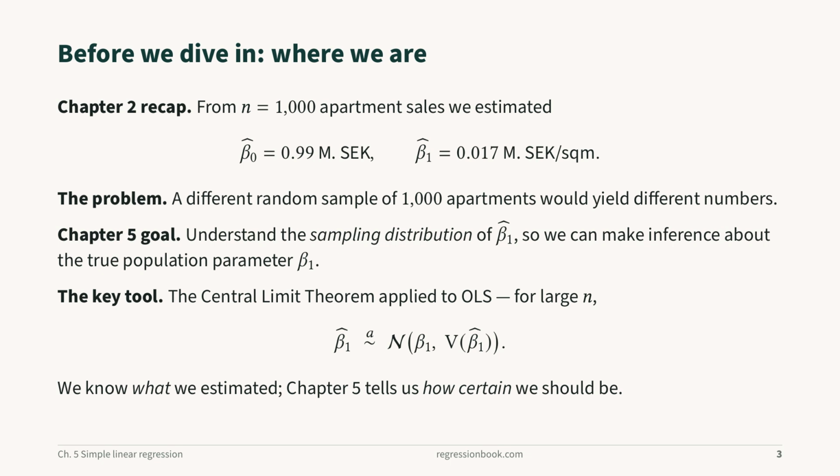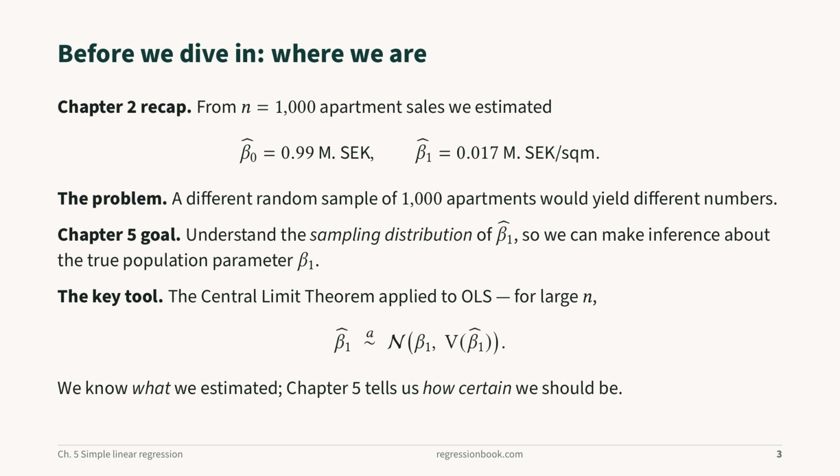Intercept 0.99, slope 0.017. The problem, stated plainly on this page: a different random sample of 1,000 apartments would yield different numbers. Chapter 5's goal is the sampling distribution of the slope estimator, and its key tool is the central limit theorem applied to least squares.